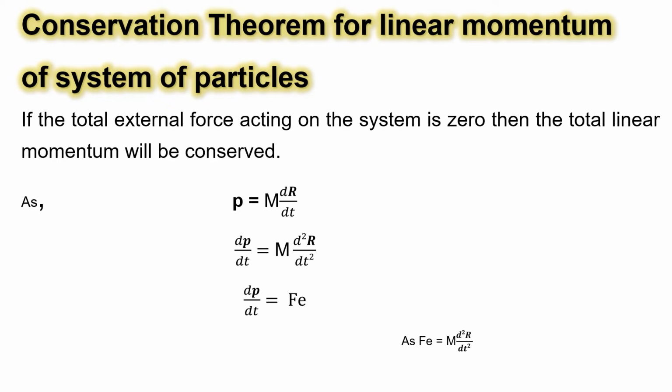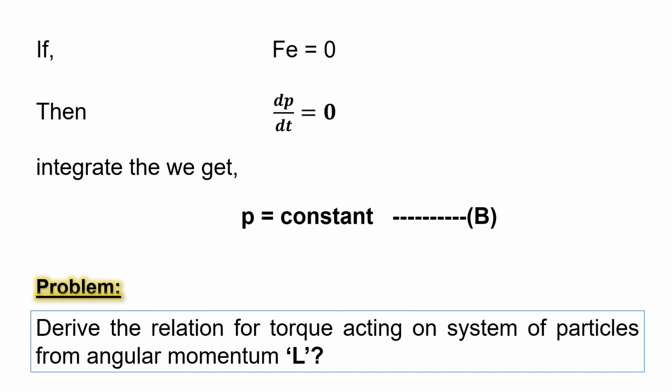As for the linear momentum to be conserved for the system of particles, we have said that the total external force acting on the particles should be equal to 0. So we can write Fe is equal to 0. By substituting this value in the above equation, we get dP over dt is equal to 0. And if we integrate this equation, we get P is equal to constant. From here we can see that the linear momentum is conserved for the single particle, same as well that it is conserved for the system of particles. This means that all the laws affecting the single particle are the same as affecting the system of particles.